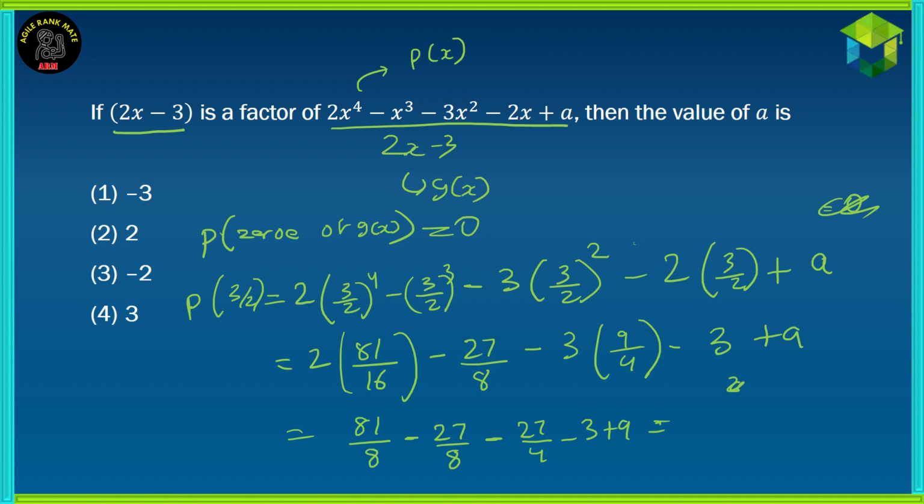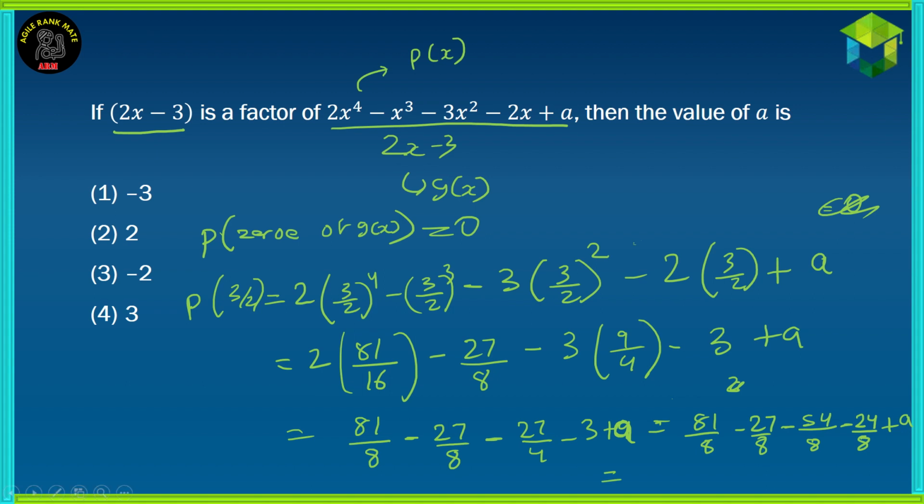Now if we find the LCM, plus 9 plus a, we get it as 8. So 81 divided by 8 minus 27 divided by 8. We convert 27 by 4, we had to multiply both the numerator and denominator by 2. So 27 into 2 is 54 minus 54 divided by 8. And 3 we had to multiply by 8, so we get 24 by 8. And let's remain A as it is. So we get 81 minus 27 minus 54 minus 24, the whole divided by 8 plus A.